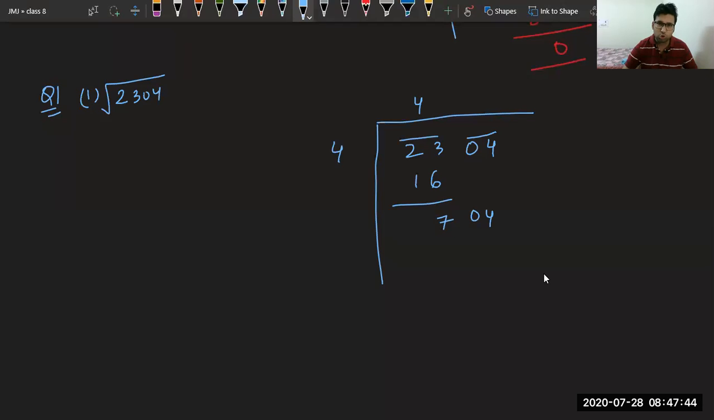Now we have to double this 4. If you double it, it becomes 8. So we want 4 at the last. We can take either 2 because 2 square gives you 4, or you can take 8 also because it gives you 64. So in both the cases 4 is possible.